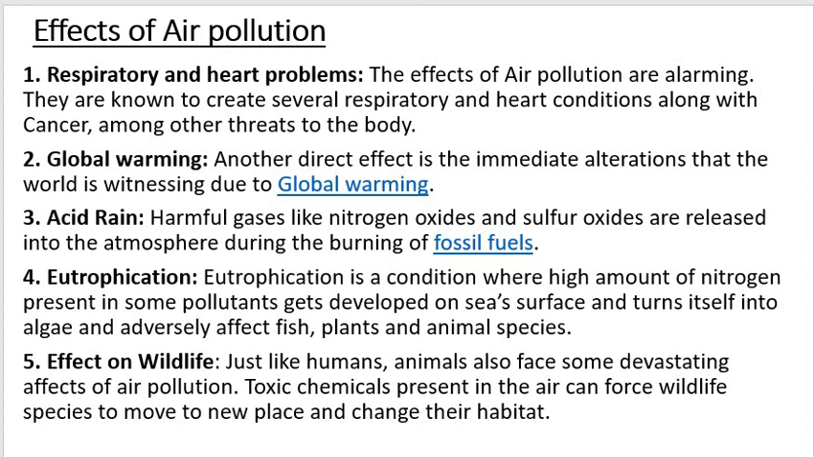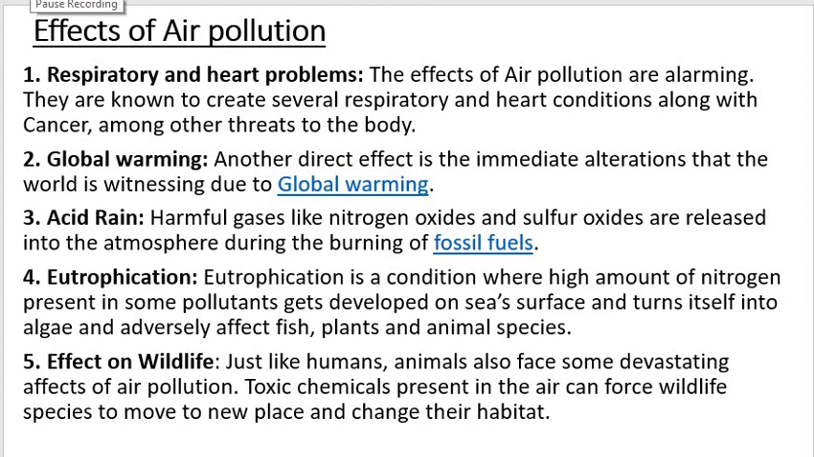Third is acid rain. Harmful gases like nitrogen oxide and sulfur oxide are released into the atmosphere during the burning of fossil fuels. When it rains, the water droplets combine with these air pollutants, become acid, and then fall on the ground in the form of acid rain. Acid rain can cause great damage to humans, animals, and crops.